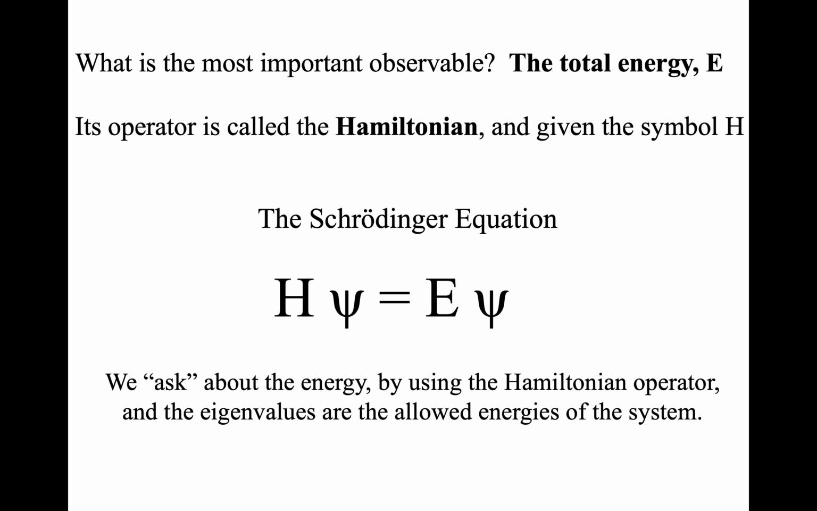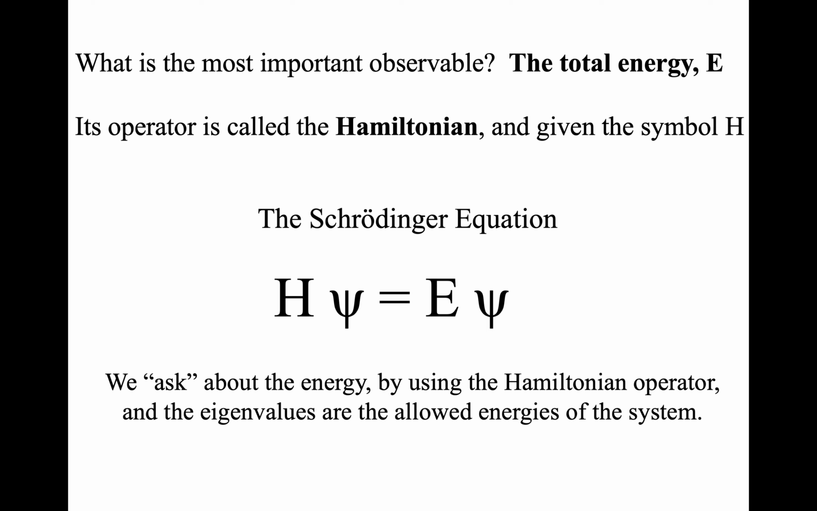So we might ask, what's the most important observable that we might have or be interested in? Well, it's the total energy. The operator, in order to get the total energy, is called the Hamiltonian. And that's what's given the symbol H. We saw before within our Hamiltonian, it can include a term for the kinetic energy and a potential energy.